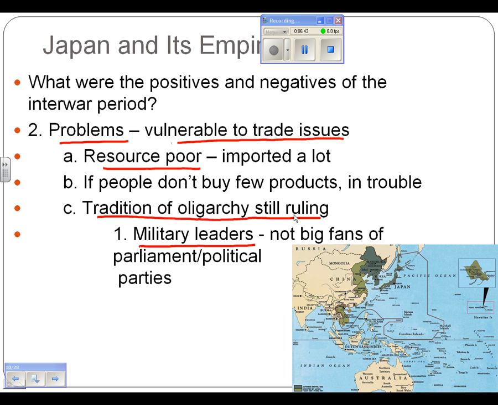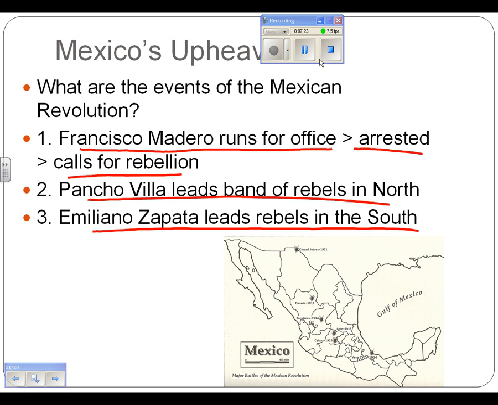Now, oligarchies had been samurai and shogun, and those guys in the medieval period of Japan. Then, in the late 1800s through the early 1900s, it's businessmen. And now, post-World War I, it's returning to military leaders. And these guys are not big fans of parliament and political parties. In fact, they'd really like to get rid of them. And you'll notice here, what's in green has become the Japanese Empire leading up to World War II. Okay? All right, we'll look at Mexico next.